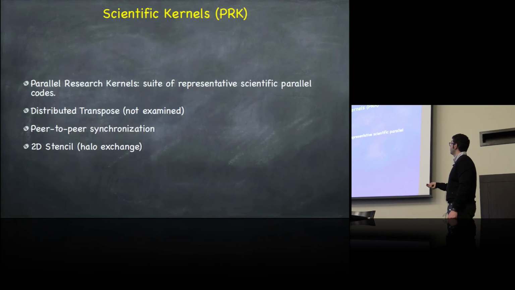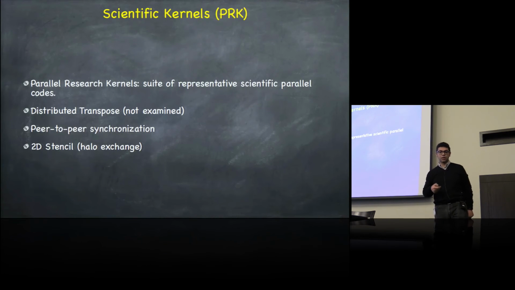So just to give you an idea of the advantages of these new Fortran 2015 features, I'm going to show you a performance result coming from the parallel research kernels. Basically, the parallel research kernels are a suite of several scientific kernels. You can Google them on the internet. There is a GitHub available with a bunch of implementations of these kernels in several languages, including core Fortran 2008.